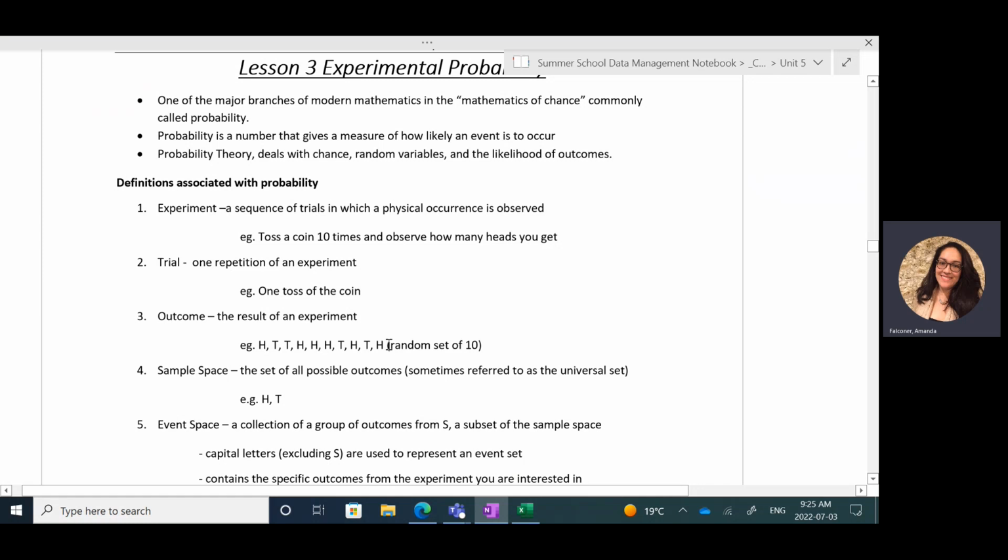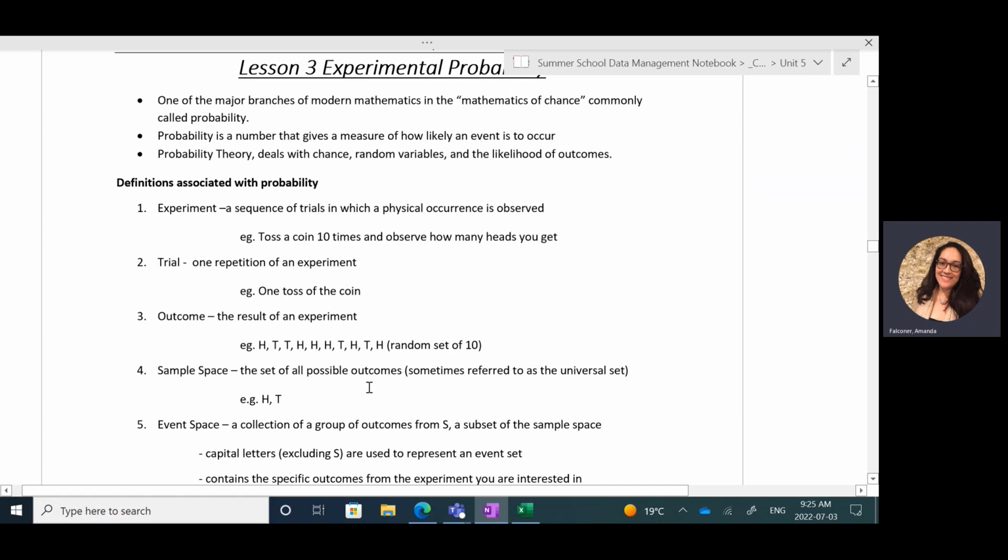So an experiment is a sequence of trials in which a physical occurrence is observed. If, for example, you toss a coin 10 times and observe how many heads you get. A trial is one repetition of an experiment, or one toss of the coin. An outcome is the result of the experiment. So we can have a set of outcomes. H would be the heads, T would be tails. So heads, tails, tails, heads, heads, heads, tails, heads, tails, heads, a random set of 10.